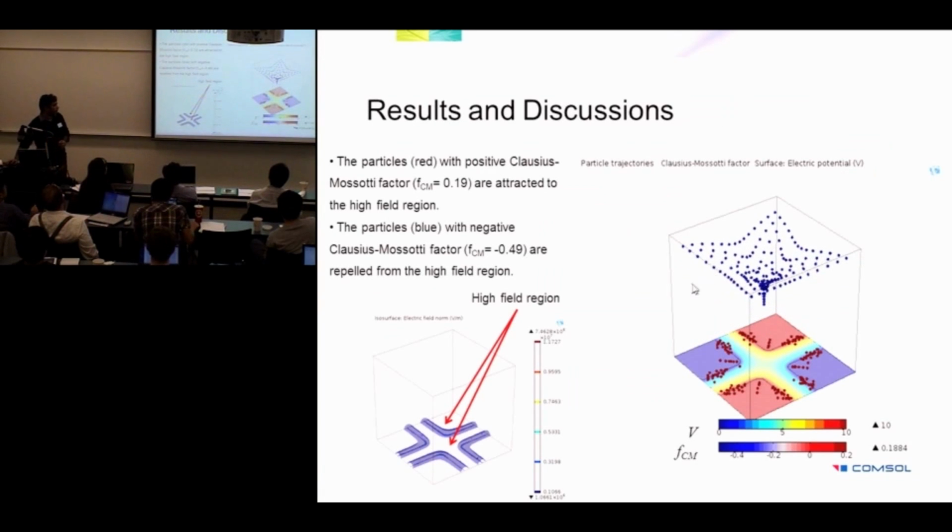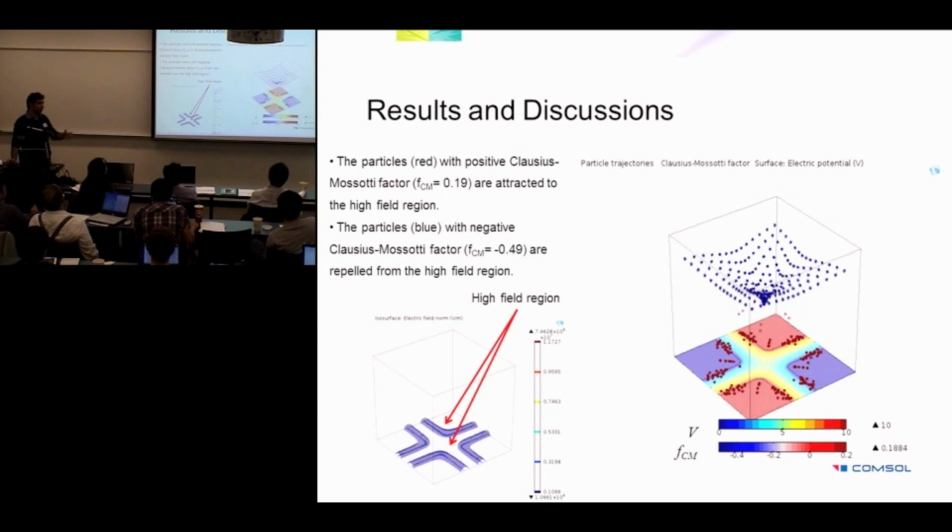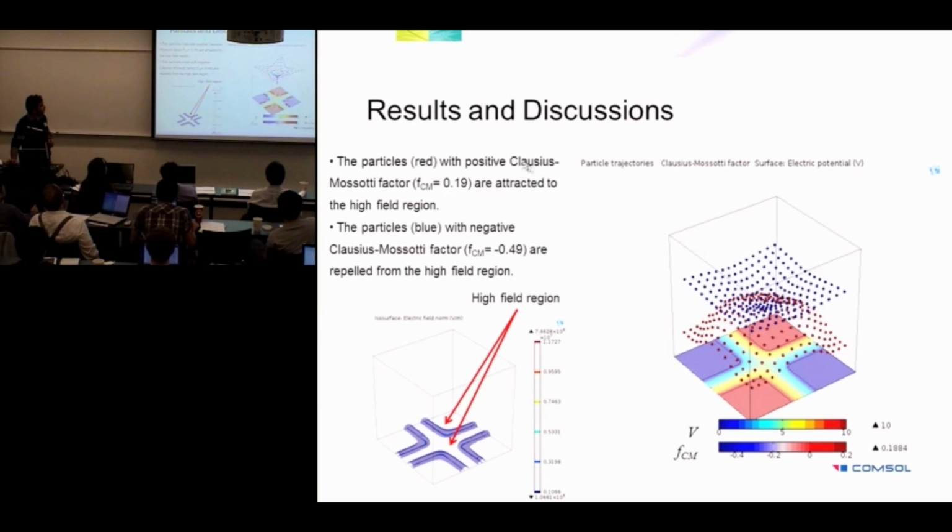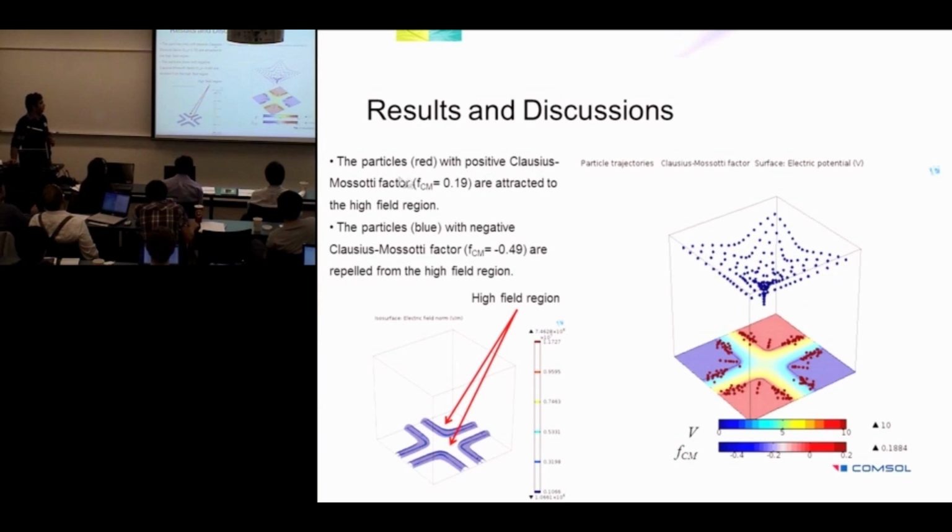So this was simulated in COMSOL using the Microfluidics module. We use particle tracing in this case, so particle tracing was combined with the electric fields here. The red particles showed a positive CM factor, and the blue ones show a negative one. So we can see that we can separate the two particles.